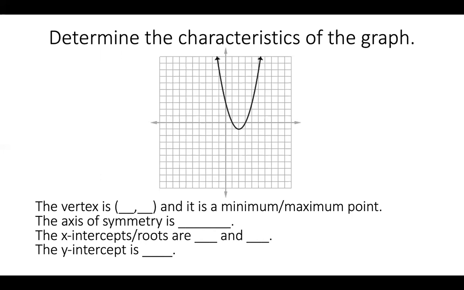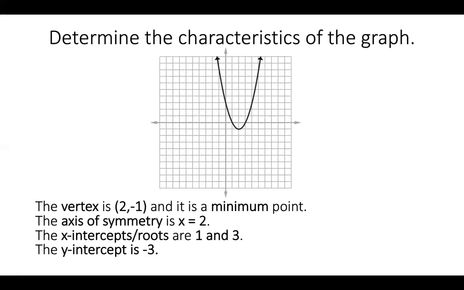Okay, so let's identify each part. The vertex is going to be 2, negative 1. So again, the vertex is that tip, and it is a minimum point because it's the lowest point on the graph. So we call that a minimum. So 2, negative 1, that's the vertex. The axis of symmetry is x equals 2.